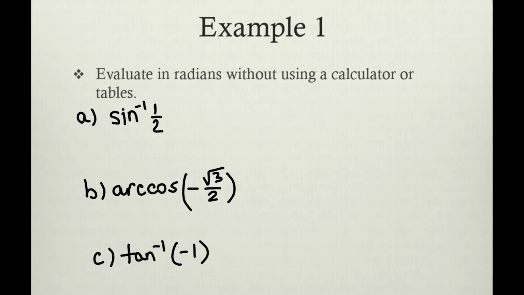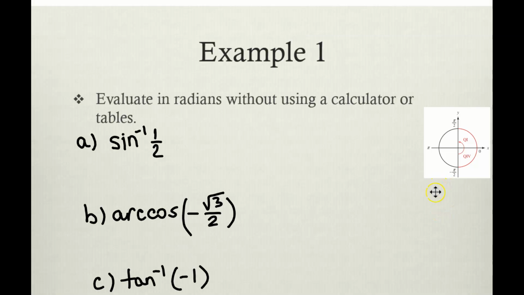Now let's work out some examples on what we just learned. The first example, we need to evaluate in radians, without using a calculator or the table, the following examples. The first one, let's start with sine inverse of 1/2. Remember, the inverse sine function is restricted for the angle between negative pi over 2 and pi over 2, for quarters 4 and quarter 1.